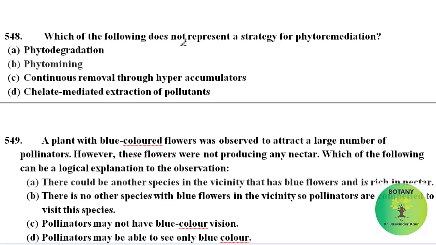Which of the following does not represent a strategy for phytoremediation? Phytodegradation, this is a strategy for phytoremediation. Then phytomining, this is not the strategy for phytoremediation, as phytomining is the production of crop of a metal by growing high biomass plants that accumulate high metal concentrations. Continuous removal through hyperaccumulators and chelate mediated extraction of pollutants, these are the strategies for phytoremediation.